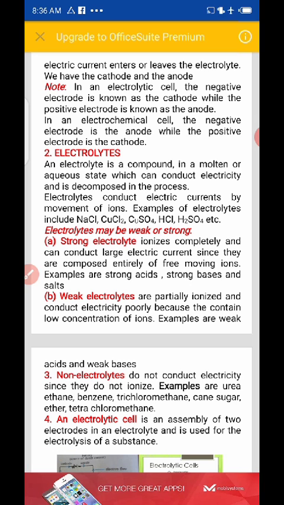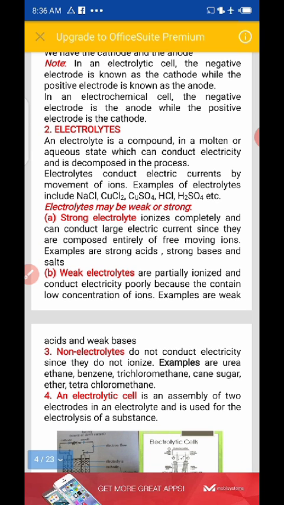A strong electrolyte ionizes completely. It is when all the compounds ionize completely and conduct very large electric currents, since they are composed entirely of free moving ions. When we have an electrolyte in such a way that all the free moving ions are given up, or all the molecules ionize completely, then such an electrolyte is a strong electrolyte, just like all the strong acids, strong bases and strong salts.